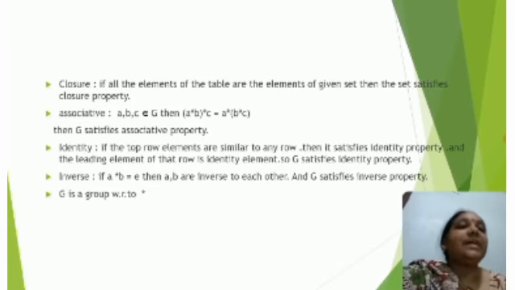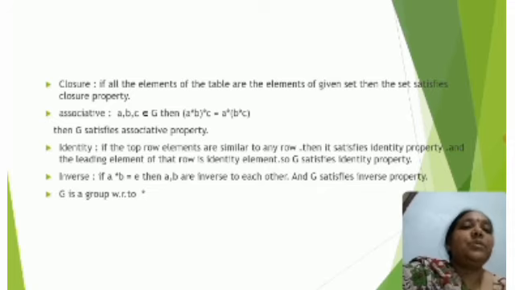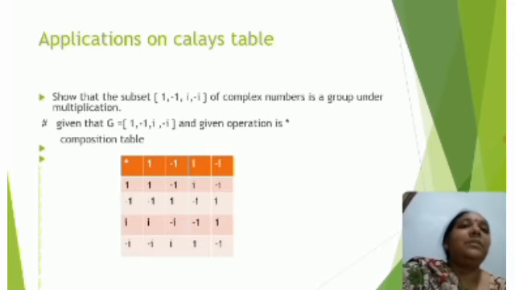Next, the identity property. Identity property means we have to check whether the top row elements are similar to any row or not. If any row is similar to the top row elements, then we can say it satisfies the identity property, and the leading element of that row is the identity element. Then we can say G satisfies the identity property also. Next, inverse. Inverse means if a star b is equal to e, then we can say a and b are inverse to each other, and G satisfies the inverse property. So G is a group with respect to multiplication.